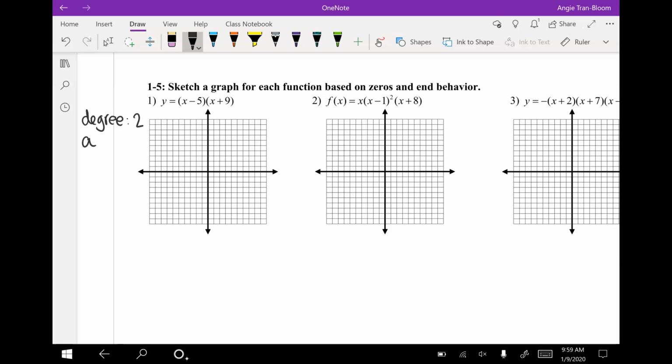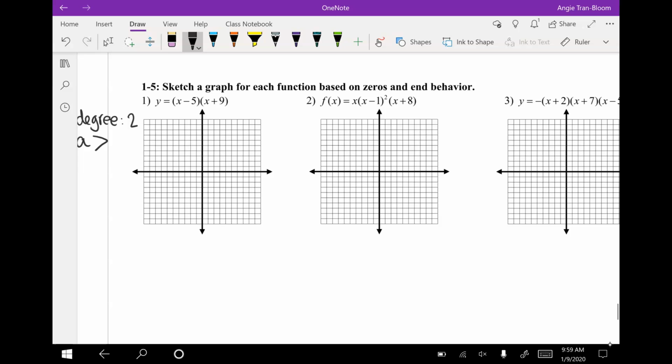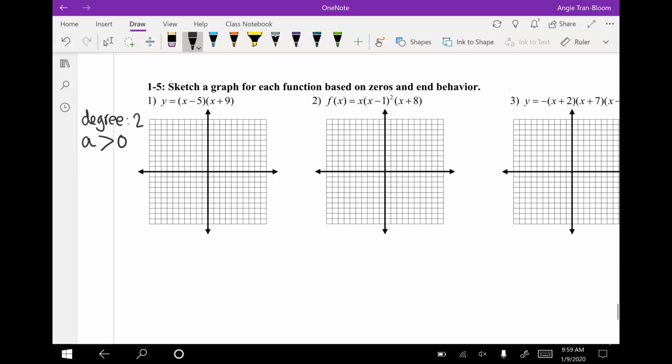Now we have to look for an A value. Is A positive or negative? Positive. How do you know? Yeah, the x's are both what? Positive. So A is positive, and it's bigger than 0. So now do we know for sure how it opens? This way, right?